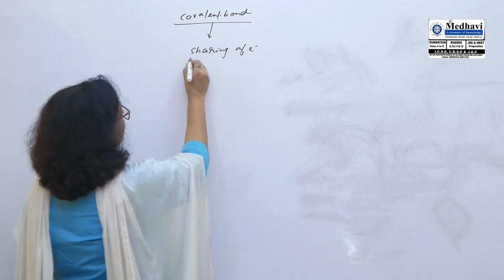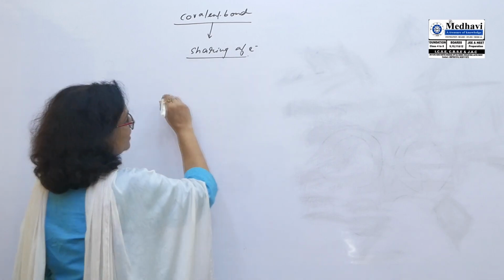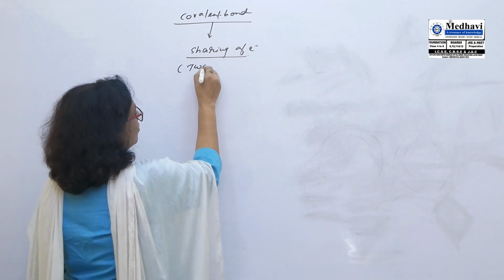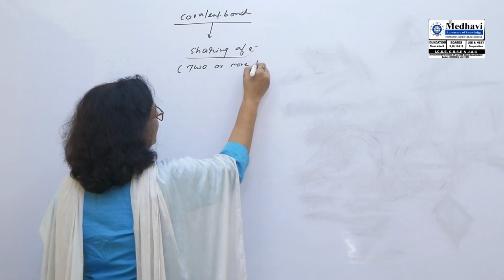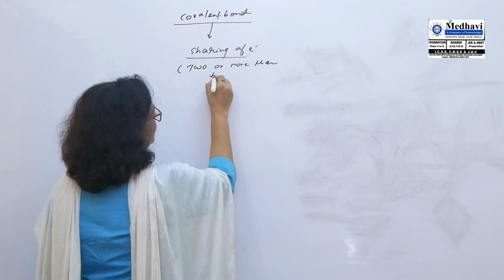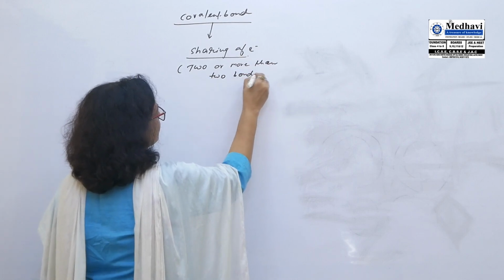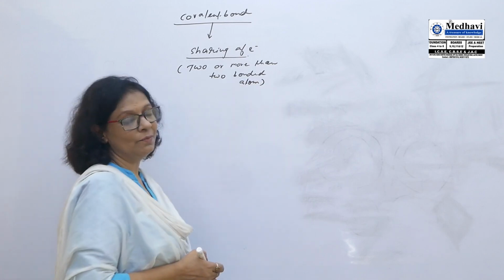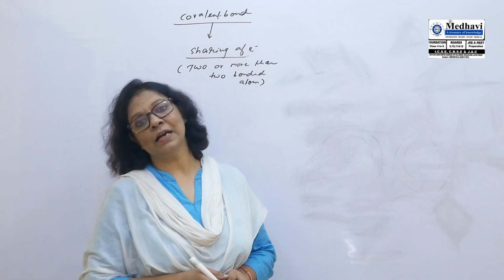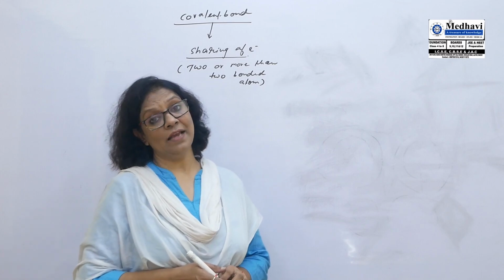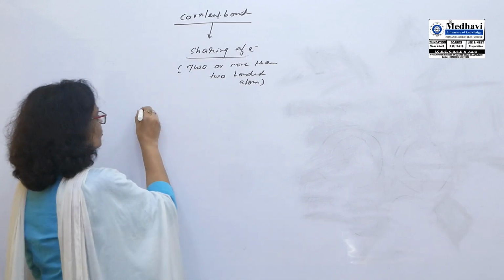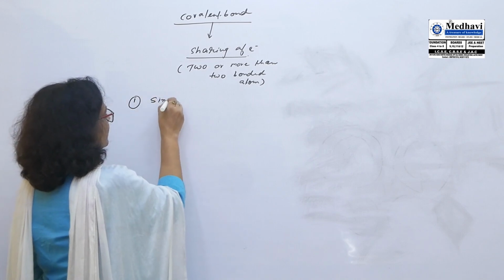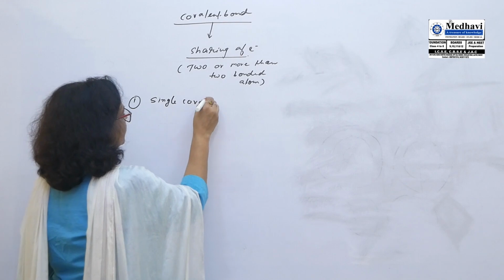So, it is a type of bond where sharing of electrons takes place between two or more bonded atoms. And all the atoms must have an equal contribution while sharing an electron. So, the first category, the first example that I am showing, is the single covalent bond.